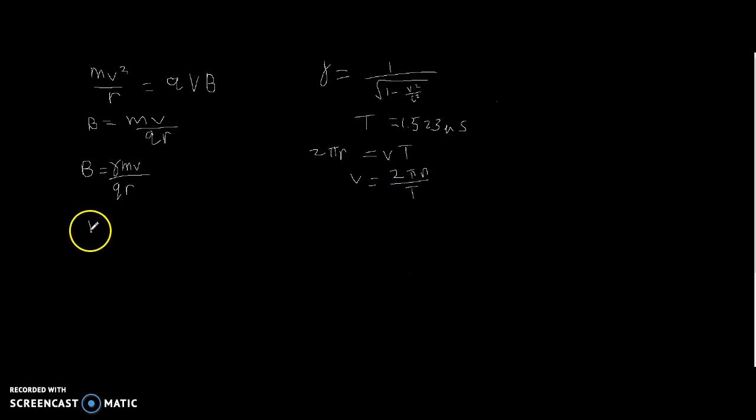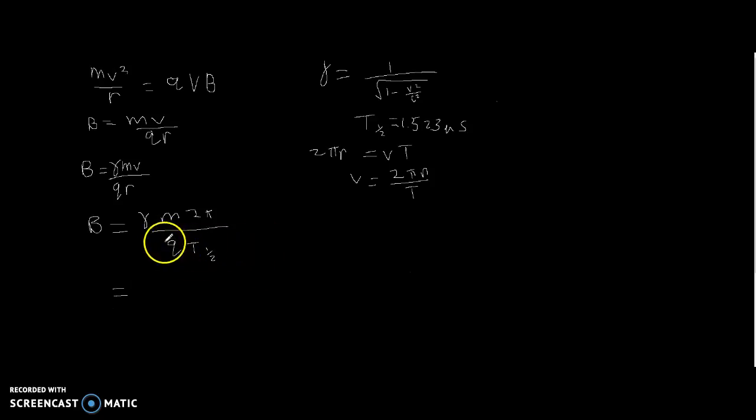So our new equation is gamma m 2 pi, and the r's cancel out, so then we just get 2 pi over q T. So this is our equation for the B field, and let me just label this T as the half-life, T 1/2. I don't need to write these in, you get the point. We're given a mass, we're given a charge, and we're given a half-life.